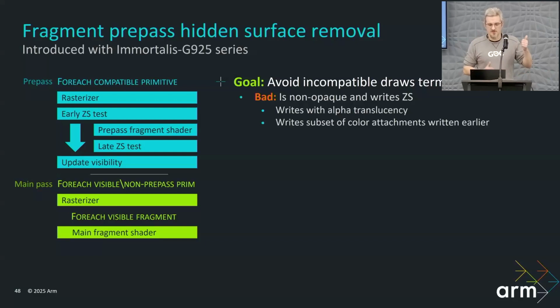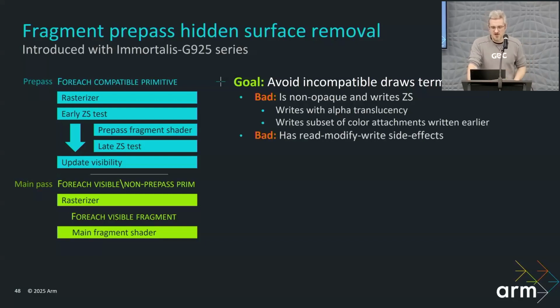So if you write to a subset of attachments compared to earlier draw calls, that's effectively a punch-through alpha for the attachments you're not writing. That counts as transparent, even if the draw call itself is totally opaque. So order your draw calls so that you're writing to a superset of attachments that have been written earlier. That's the one that catches most content out, this kind of sparse draw mask on G-buffers.